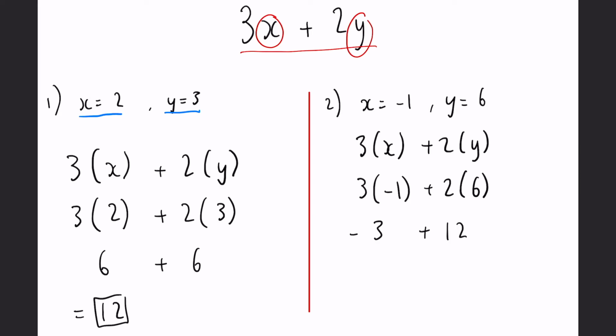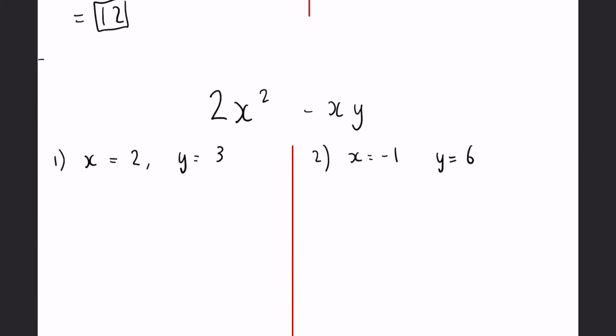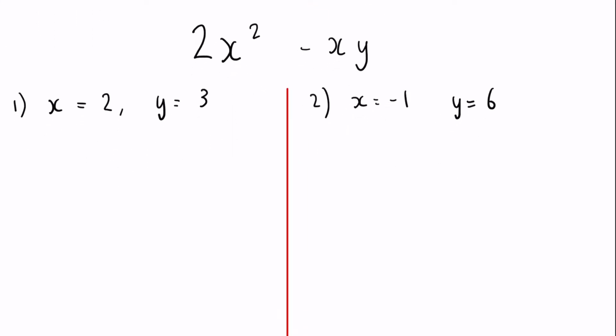So minus 3 plus 12. Again, you can take your time working this out if you want to. Use a number line. Minus 3 is your starting point. If you add 12 to that, that is going to give you 9 as your final answer. Perfect. Okay, moving on to a slightly harder example here.